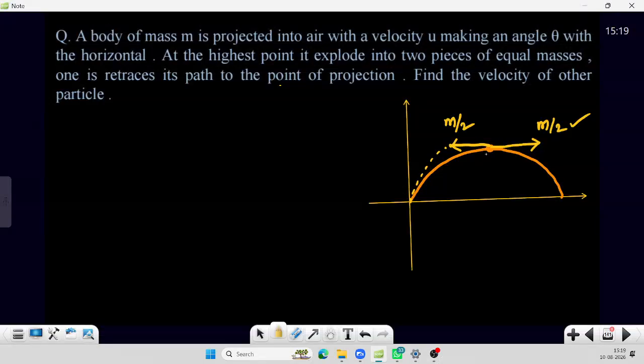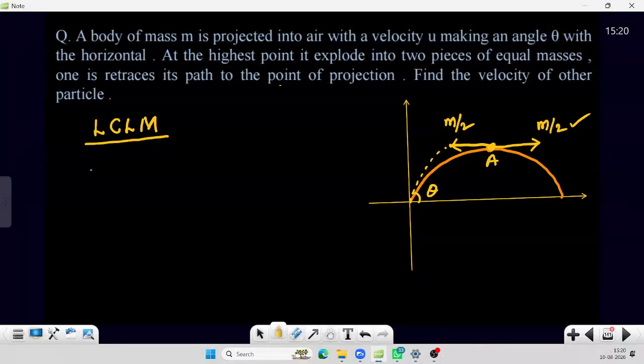Now you tell me, when the particle is at the highest point, at the point where it breaks, will the particle have a velocity or not? We have a horizontal velocity. We have u cos theta and u sin theta. At the highest point, what velocity is present? u cos theta is present. Now, this is the law of conservation of linear momentum.